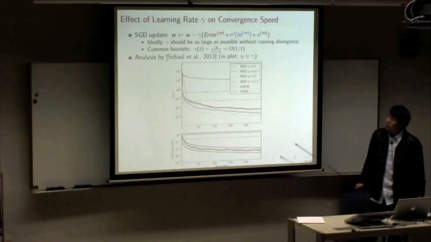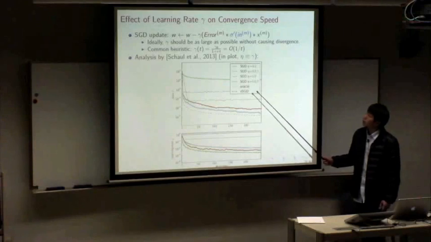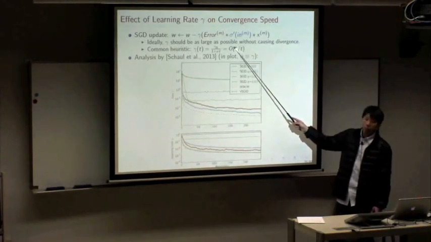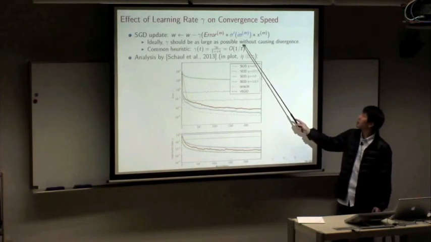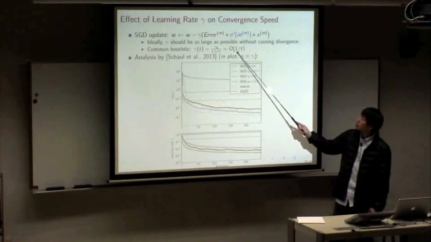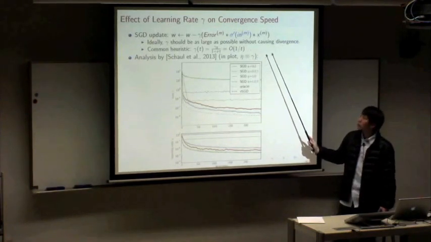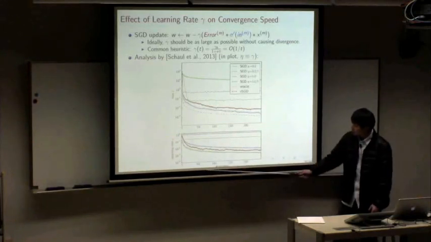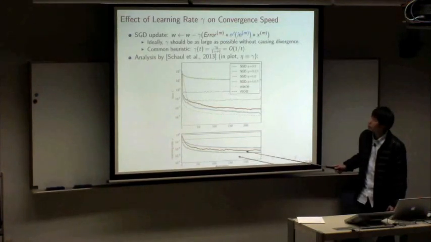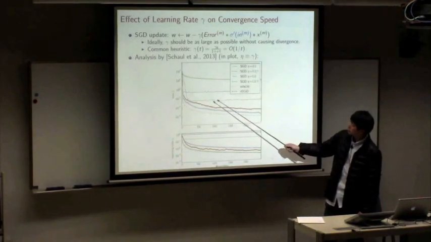So I said that learning rate is important, and here's an example of learning rate. One thing we want is for the learning rate to be as large as possible so we can optimize very fast, but we also don't want it to be too large so that we actually go uphill again. One common heuristic people use is to make the learning rate decrease as a fraction of t, which is the number of iterations you've done. Look at this curve: the more samples you've seen, the learning rate gradually decreases by 1 over the number of samples. This is one common heuristic. So here's what actually happens in practice.